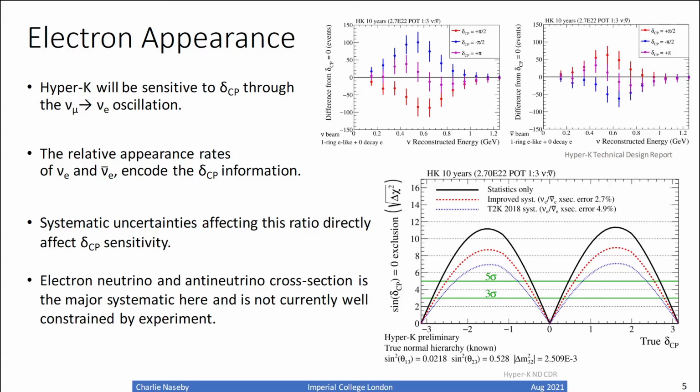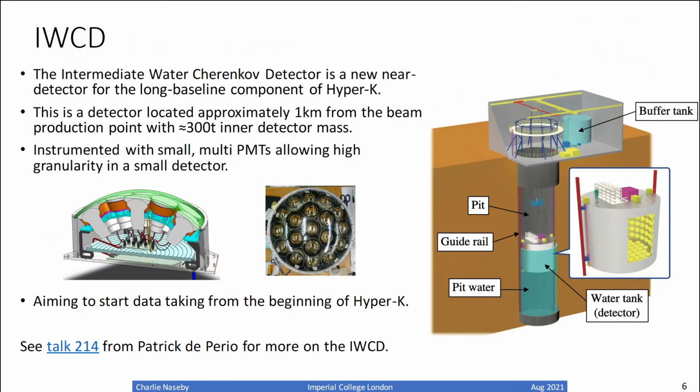And it turns out that the major systematic that's at play here is the electron neutrino and antineutrino cross-section, which is not currently well constrained by experiment. So for Hyper-K, we will need to measure this ourselves. And that's one of the major goals of our new near detector, the Intermediate Water-Cherenkov Detector.